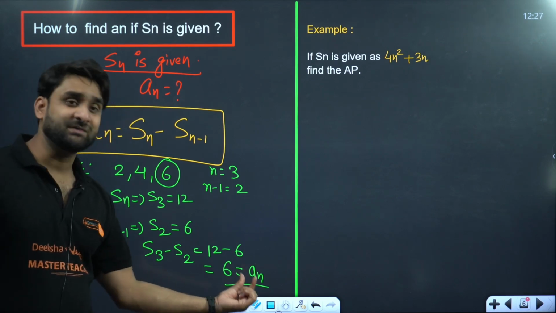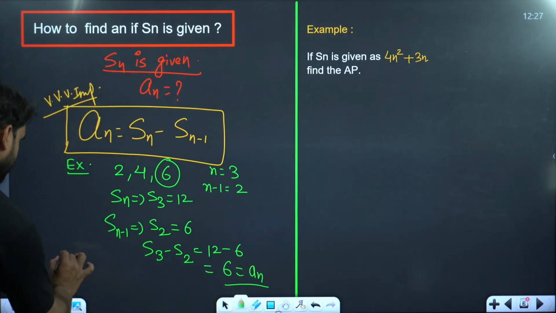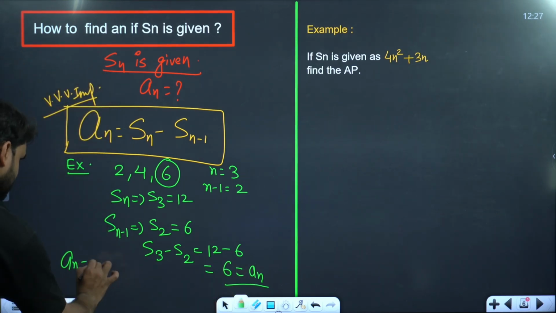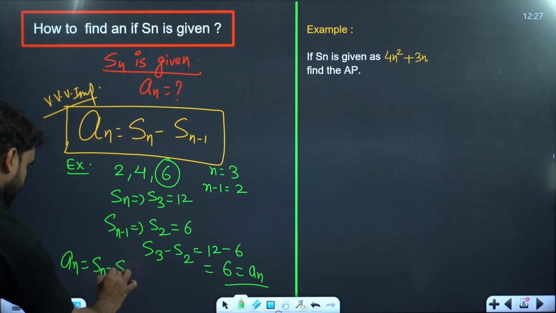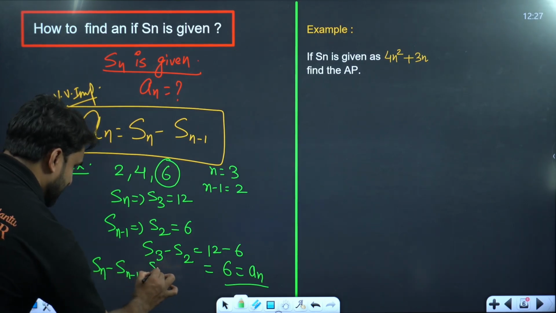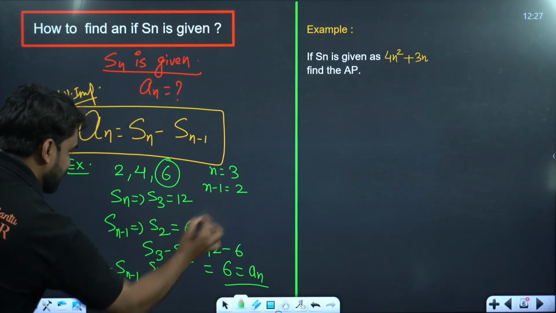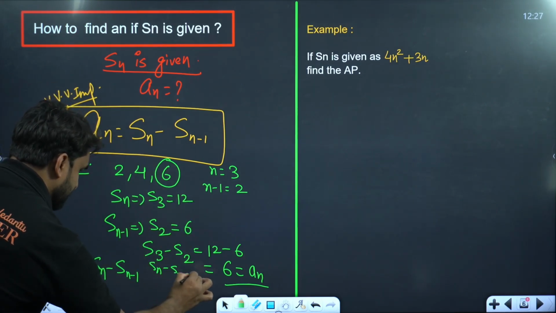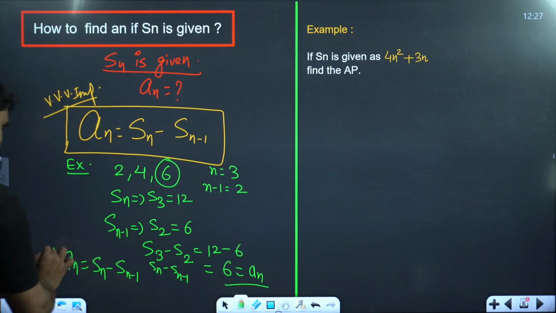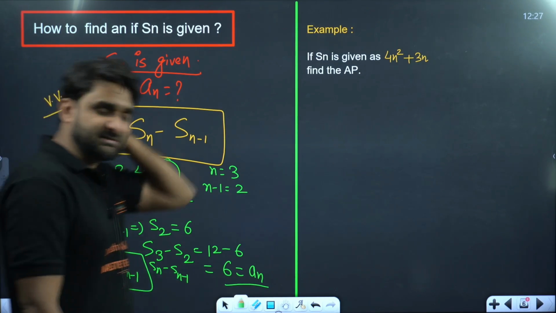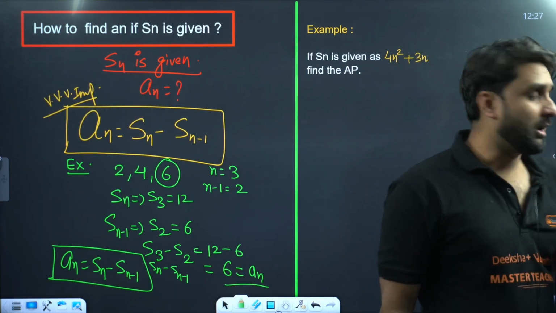So it proves that S3 minus S2 gives the nth term, the last term. So we have the formula: An is equal to Sn minus Sn minus 1. Here S3 is Sn, where the total number of terms is 3, and S2 is Sn minus 1, and you are getting An. So we have this formula: An is equal to Sn minus Sn minus 1. Now look at the question here.